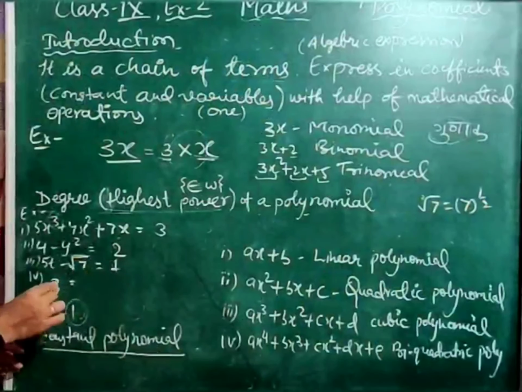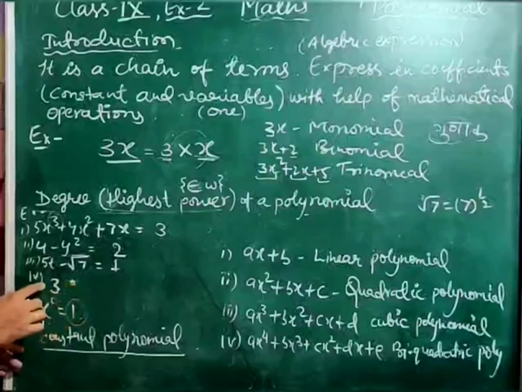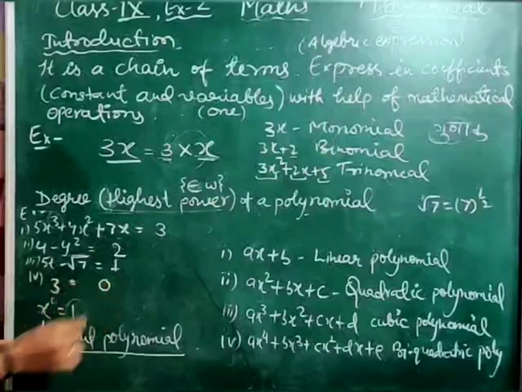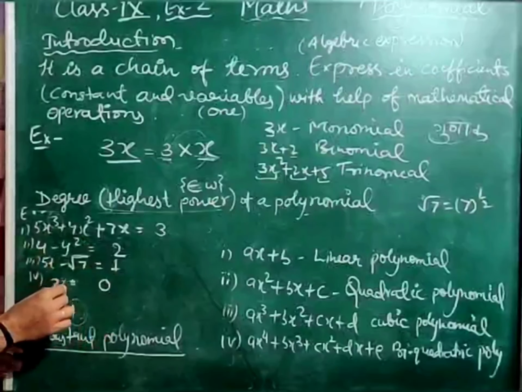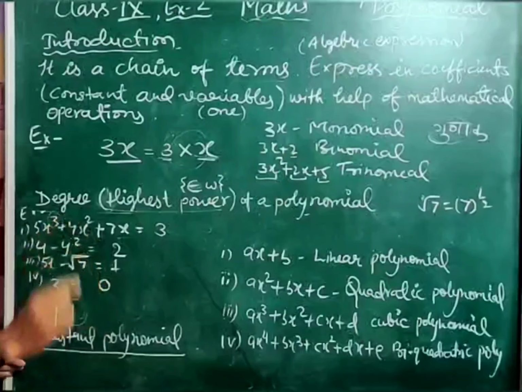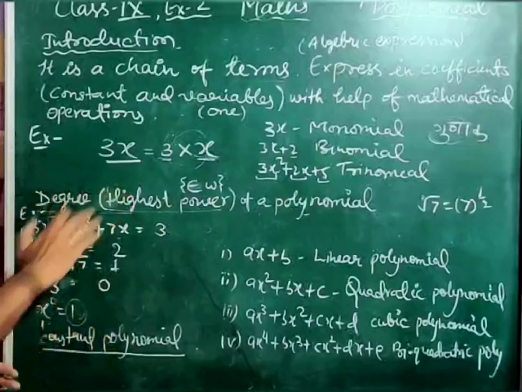Now here only 3 is given, so here the degree is 0. As I discussed about x to the power 0, here the variable power is 0. So the highest power of x is 0, so you write 0. So I think you understood about the degree of polynomial.